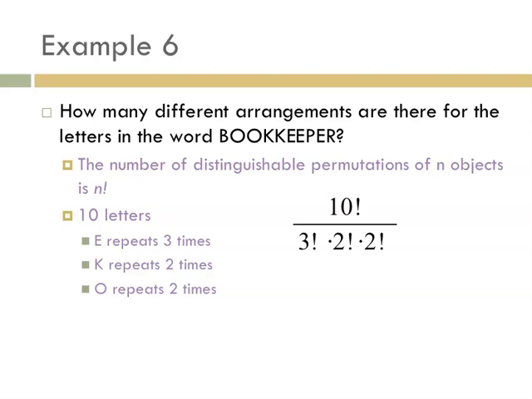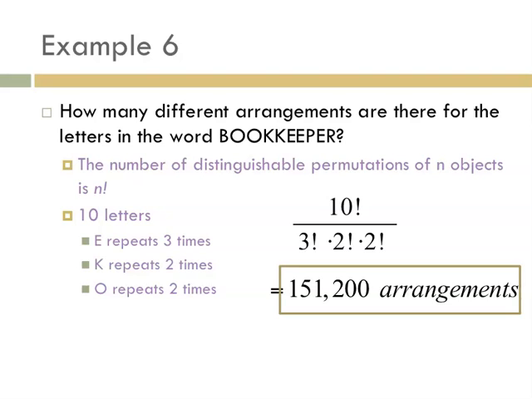Okay, so doing this out and dividing by 3 factorial, 2 factorial, 2 factorial, this comes out to be 151,200 arrangements. Okay, so that's permutations. Permutations where order does matter. Now combinations is an arrangement of objects such that order does not matter.